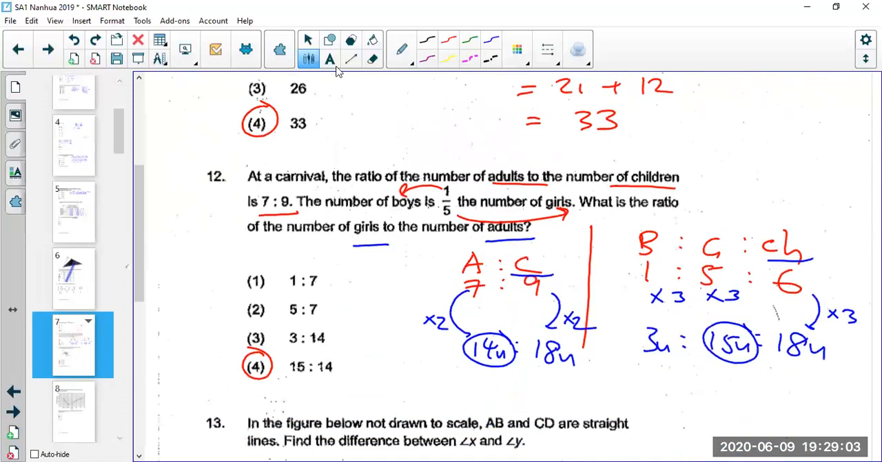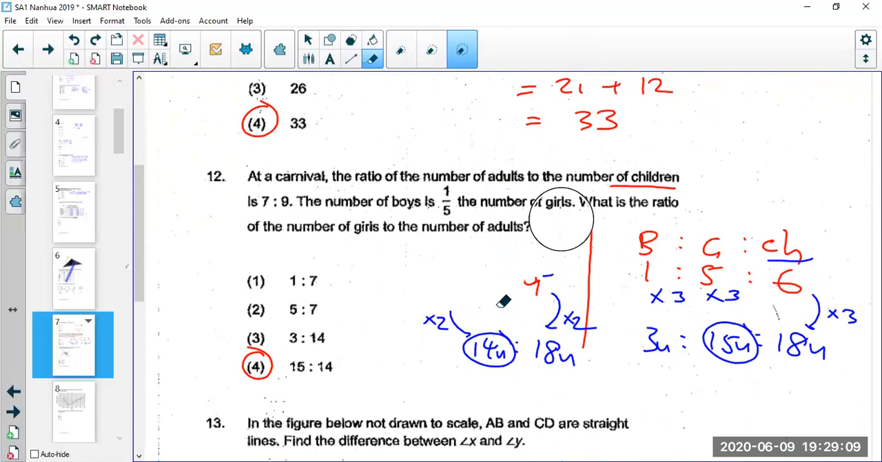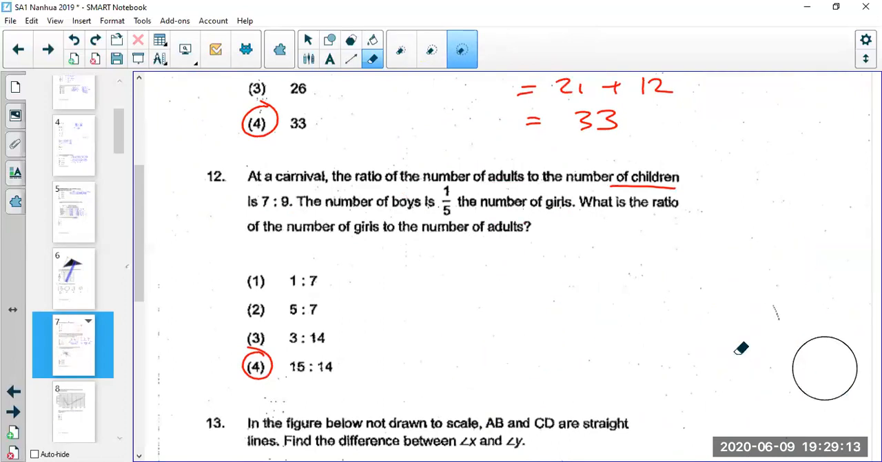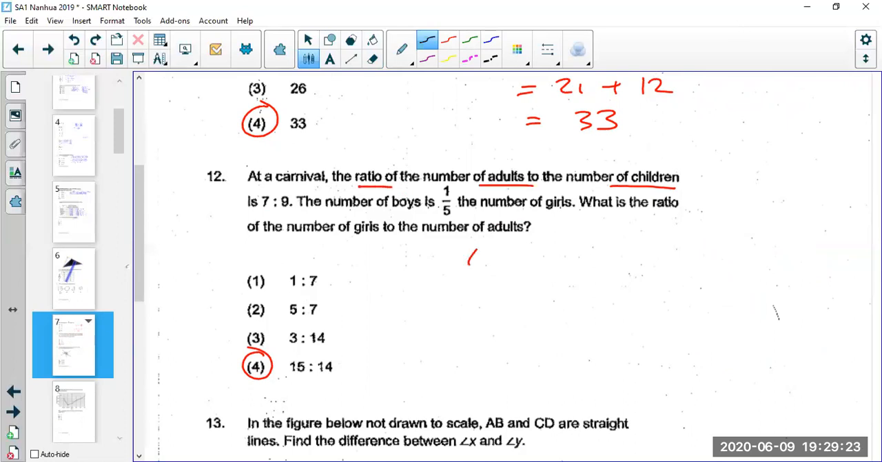This one has to erase. Okay, how to do all this? Now I'm going to erase this part and then we will try again. So let's see. So you can write as a ratio. Now remember, there is a reason for using ratio. So you can use ratio to help you. Okay, for example, the ratio of the adults to the children is 7:9. So adult to children, 7:9.